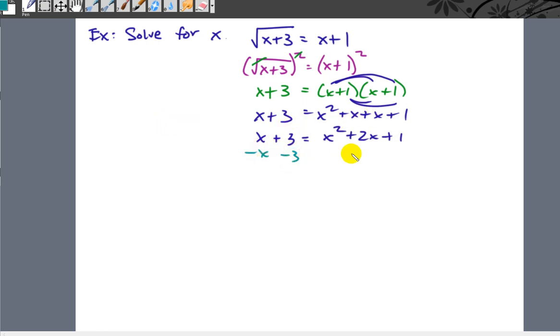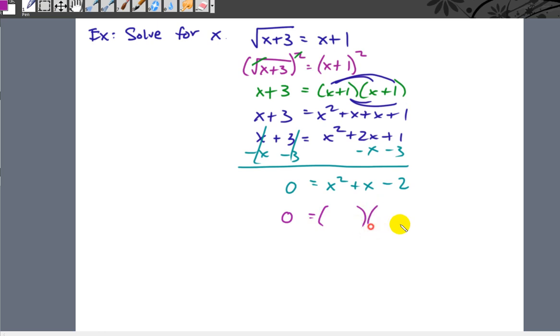So we can subtract x and subtract 3. We get 0 equals x squared plus x minus 2. Okay, now what we want to do is factor this, right? If you guys remember how to factor.